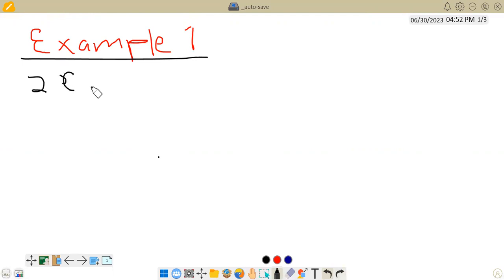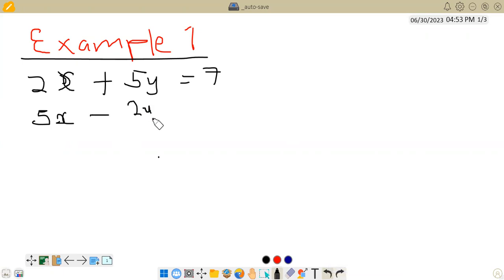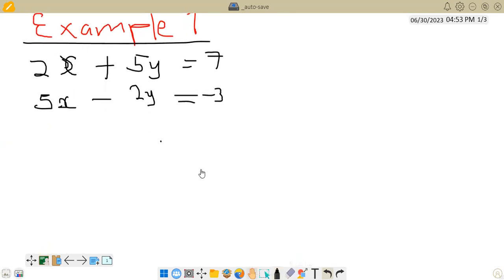We are given 2x plus 5y is equal to 7. Then the second equation saying 5x minus 2y is equal to minus 3. Okay, so for example, we are given this scenario, and they're saying solve for x and y.